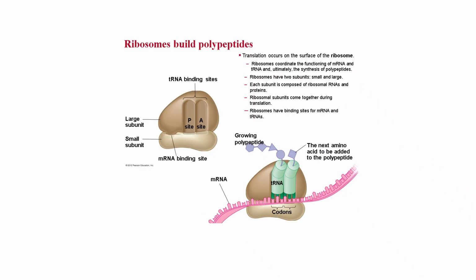Messenger RNA, or mRNA, is the product of transcription. It carries genetic instructions from DNA in the nucleus to ribosomes in the cytoplasm. Once there, it provides the code for assembling amino acids into proteins.